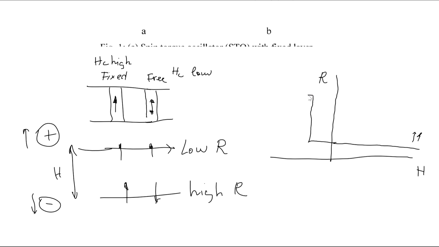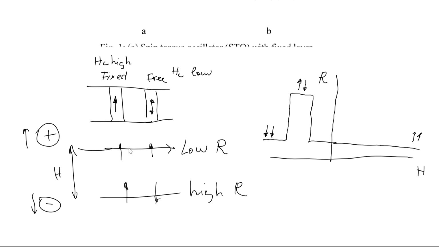And it would be a high resistance state here, so we'll have the fixed layer pointing up, but the free layer will switch down until the fixed layer switches. So at some magnetic field, the fixed layer will switch, and we'll get both magnetizations pointing down.